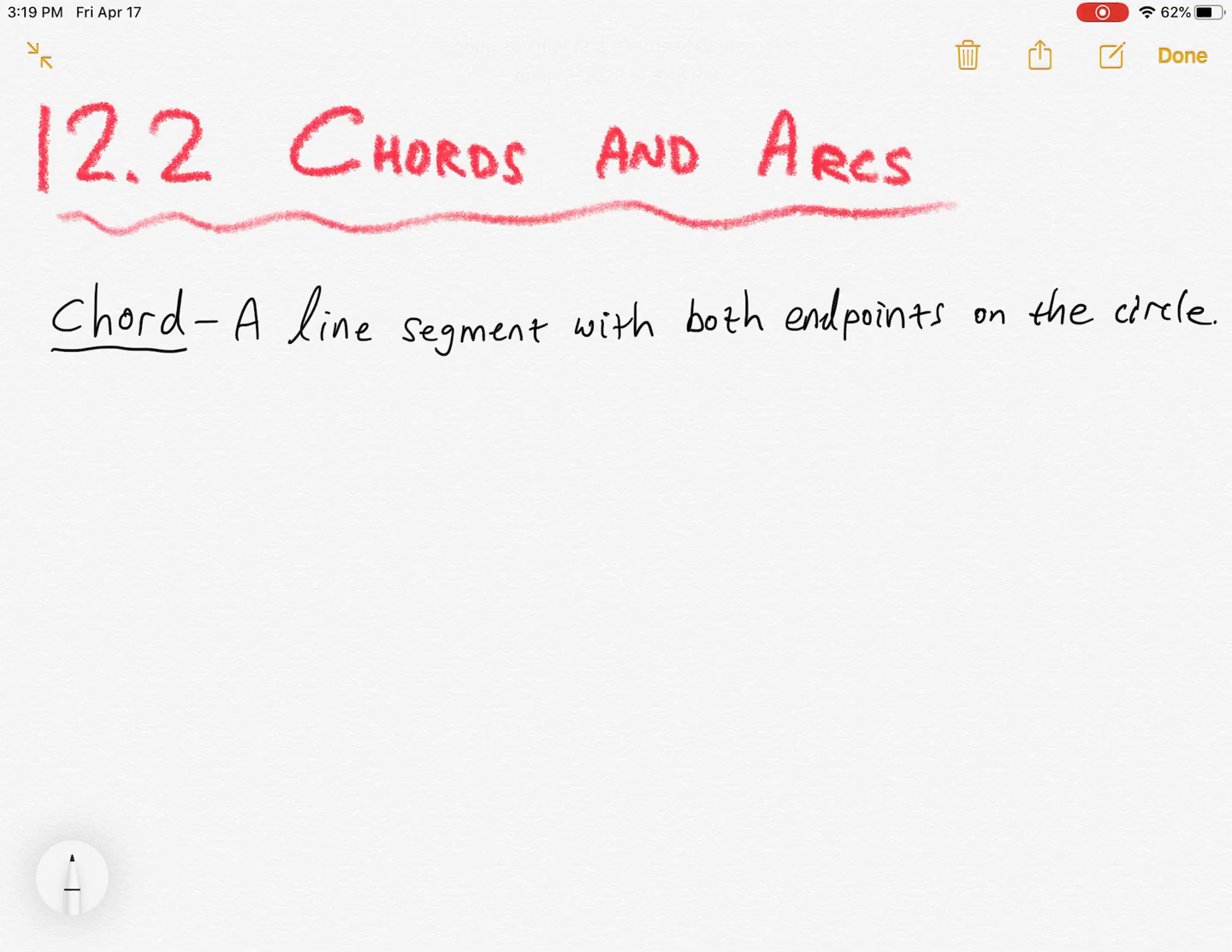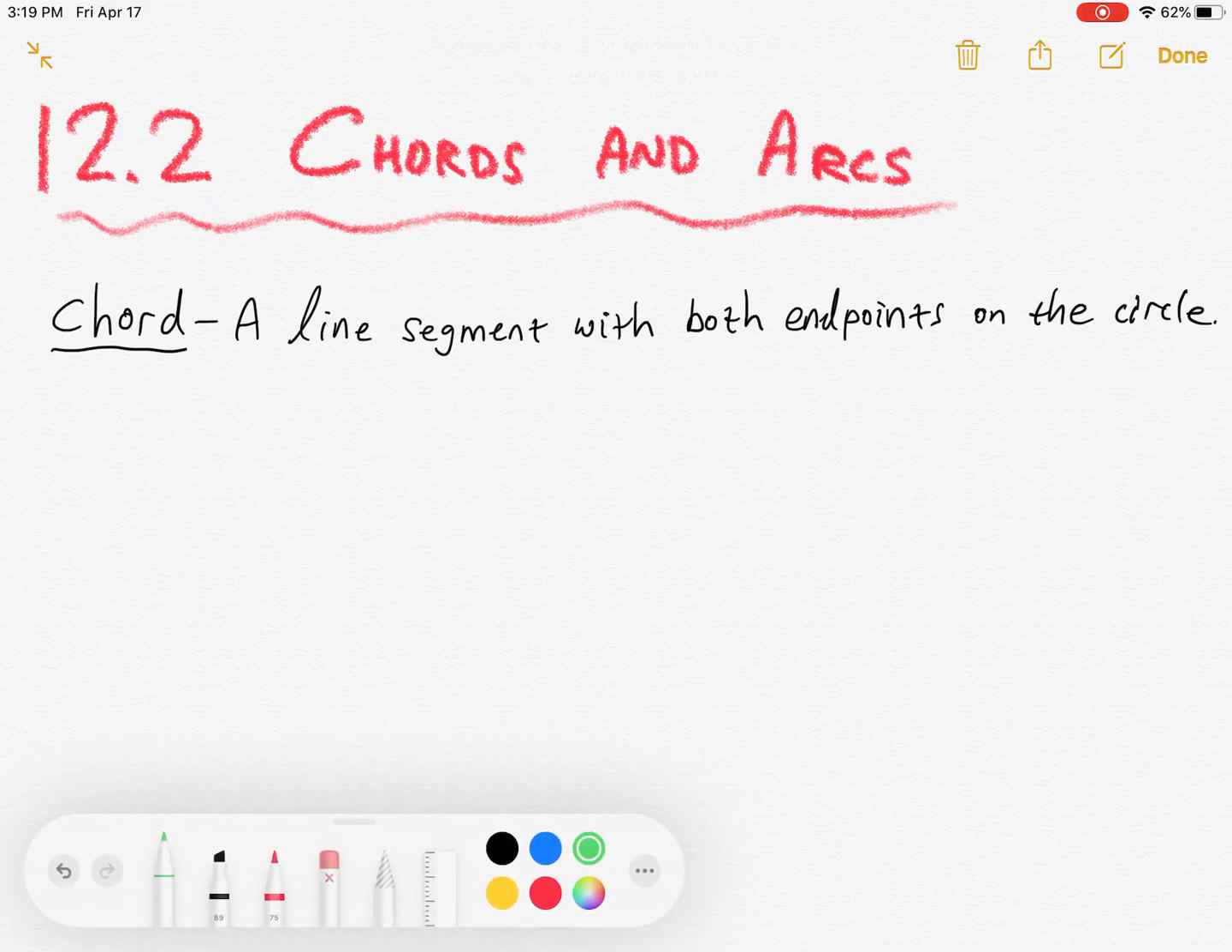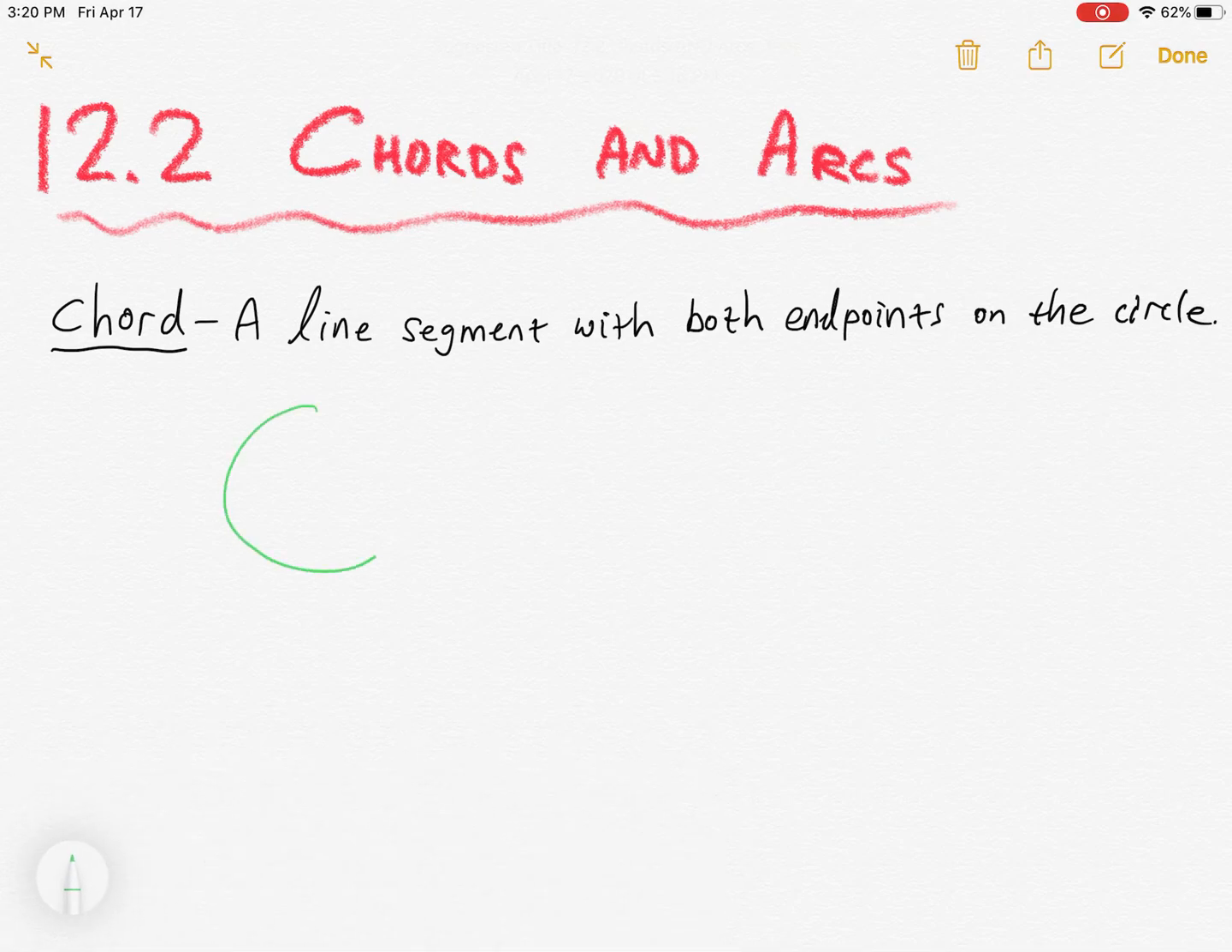Welcome back to geometry. We're ready for 12.2, which is on chords and arcs. We've actually already talked about arcs. Arc length is a fraction of the circumference, right? We did that back in previous chapters. Now we're going to also talk about chords, though.